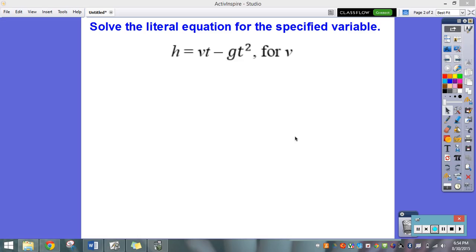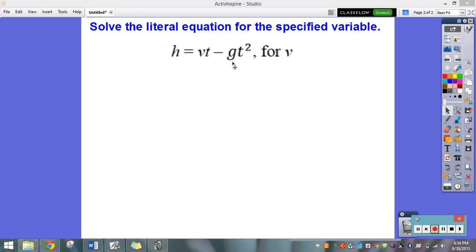In this case, we have h equals vt minus gt squared, solved for v. So they want you to solve this literal equation for v. My goal is to move everything else besides v to the opposite side. If I'm not trying to separate the g and the t from each other, then I don't need to move them one at a time. I can move them together as a unit by adding and subtracting. If I need to separate them, that's when I divide.